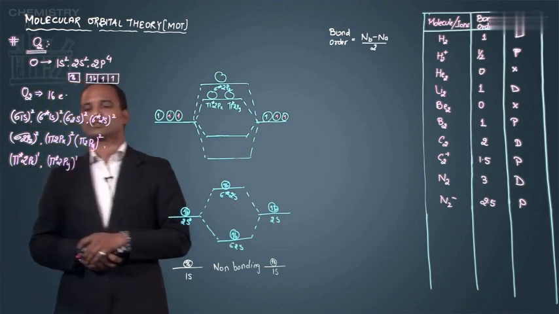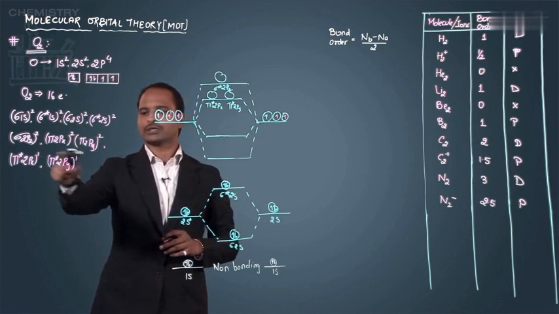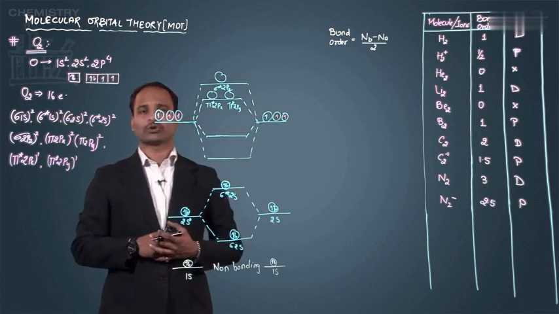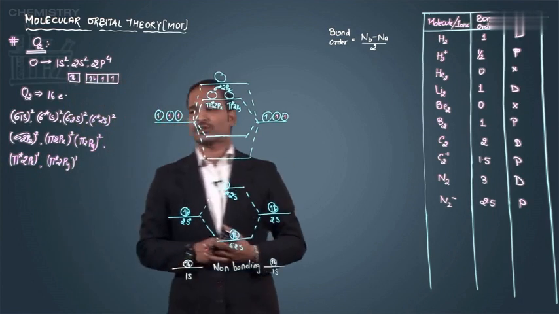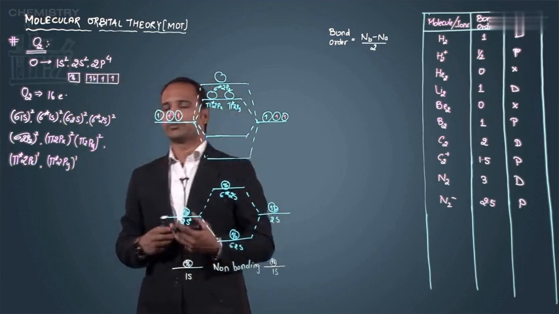So I can say that in case of O2, there is an unpaired electron. From this I can say there is an unpaired electron. That means it is going to be paramagnetic. Now in case of O2, what will be the bond order?